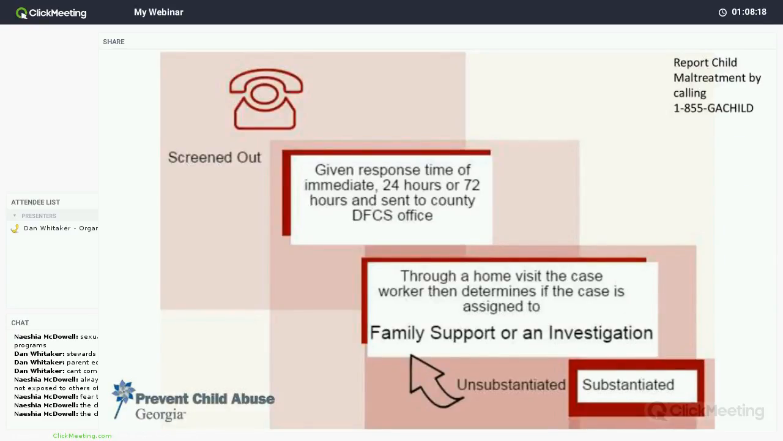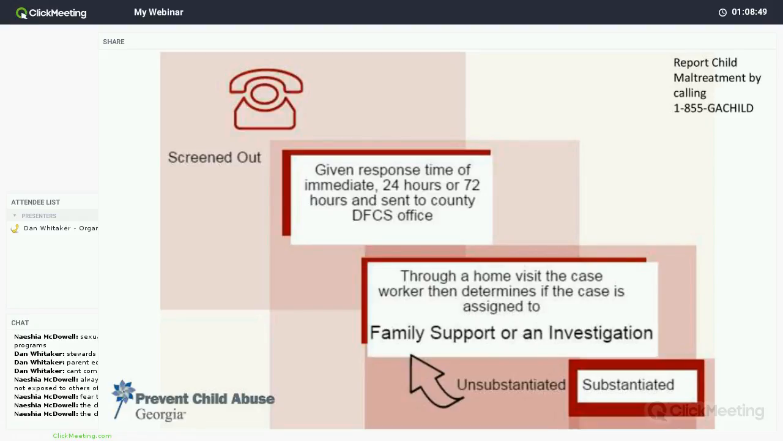So this is just a little bit about the new response time. When you call DFACS, if there's not enough information, it will be screened out. Otherwise, the call is assessed for severity of maltreatment or present danger. If they think there is a lot of present danger, they'll give a response time of immediate, and then the next level would be 24 hours, and the next level would be 72. So this response time and the information is given to the county office, and that county office must respond within those time frames.